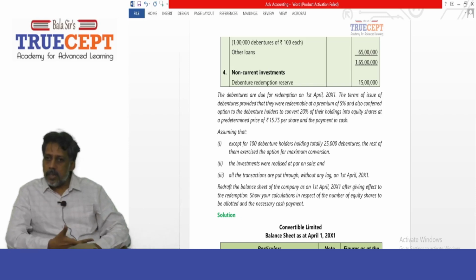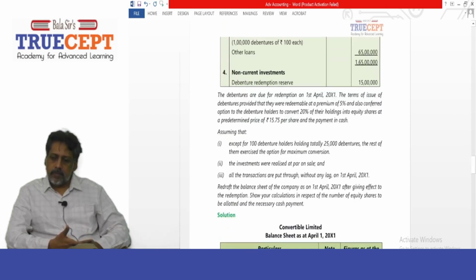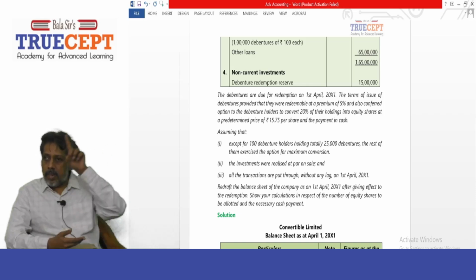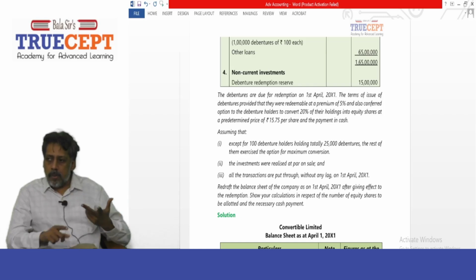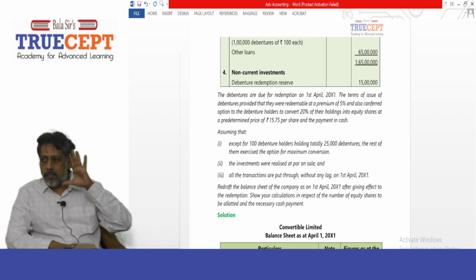What is the balance sheet date? 31st March 20X1. Next, the terms of issue of debentures provided that they were redeemable at 5% premium. That means you have promised the debenture holders to repay rupees 105 for every debenture. So face value rupees 100 each, 5% on that is 5 rupees premium on redemption, in all 105.